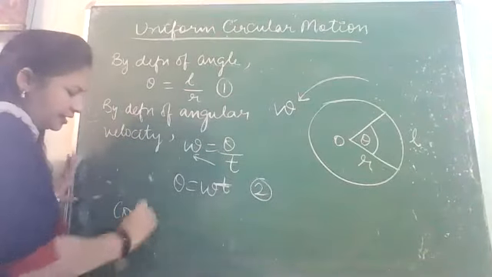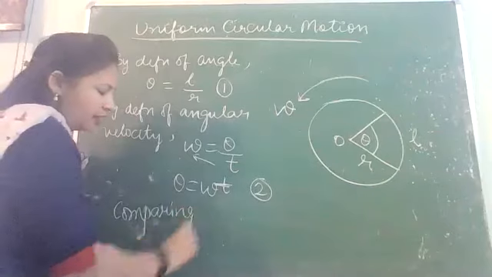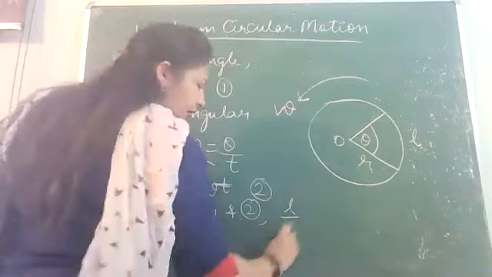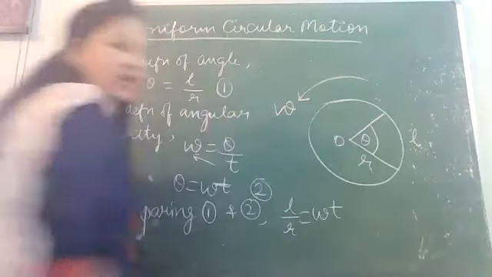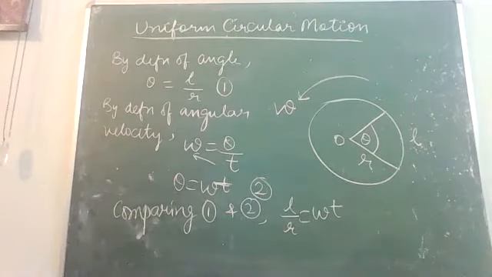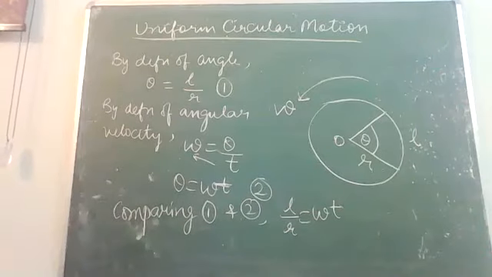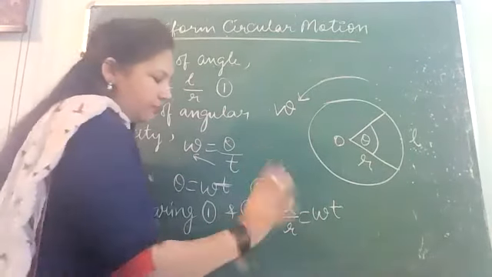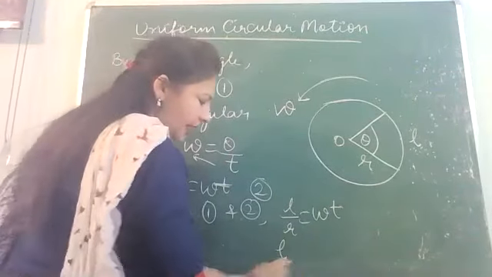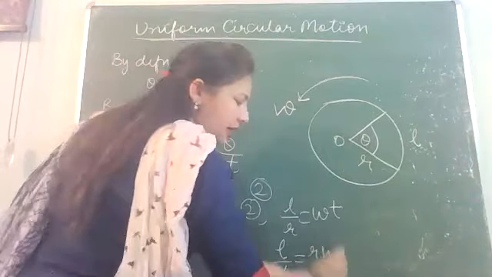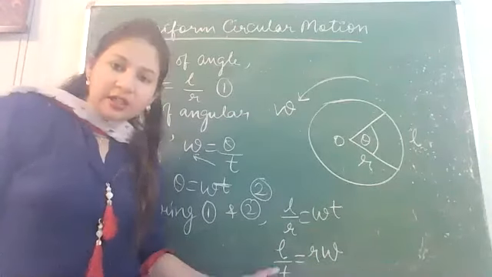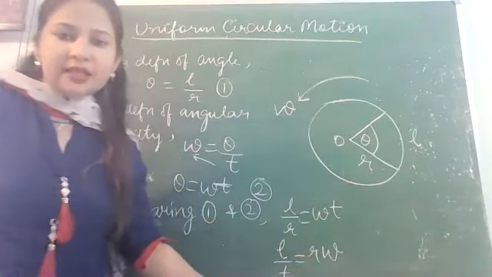So equating the right hand side, comparing 1 and 2, L by R is equal to omega t. Because the left hand side was the same, we equate their right hand side also. Now just one step more. Take R to the other side, bring t here. You will get L by t is equal to r omega. I just interchanged r and t. I brought t here and took r there, that's all. Is this step clear?